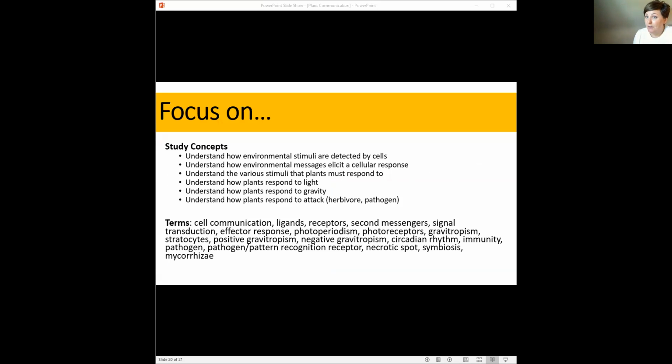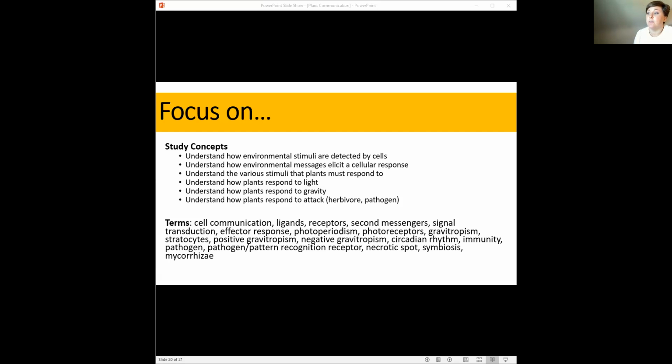This lecture was primarily meant to expose you to some of the methods that plants use to respond to their environment, with the hope that it can solidify your understanding of cell signaling and communication. From this lecture, we hope that you're able to understand how environmental stimuli are detected by cells, that you understand how environmental messages elicit a cellular response, that you understand the various stimuli that plants need to be able to respond to, that you understand how plants respond to light and gravity and attack generally.